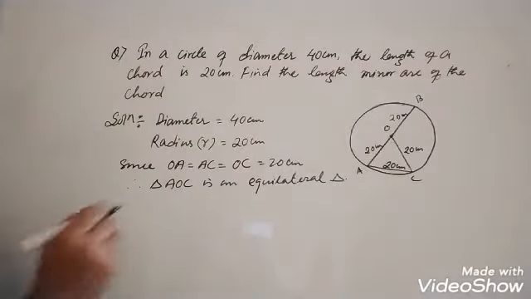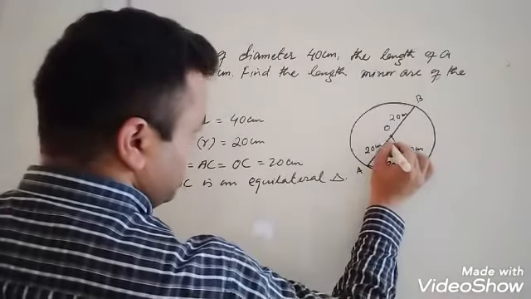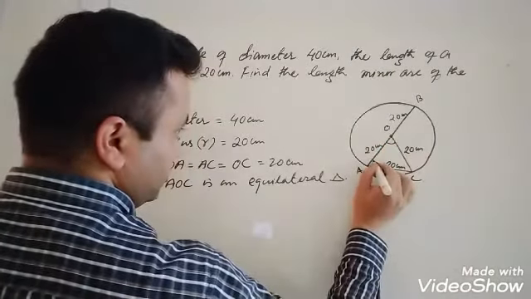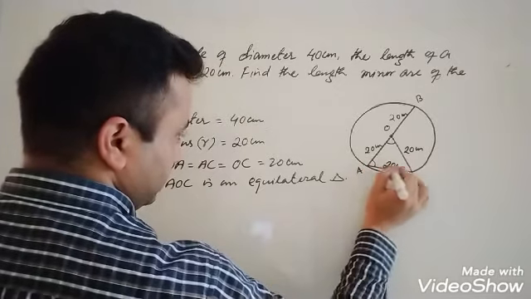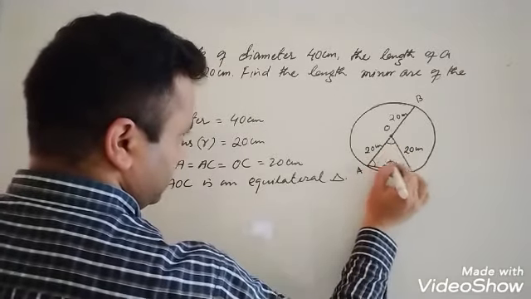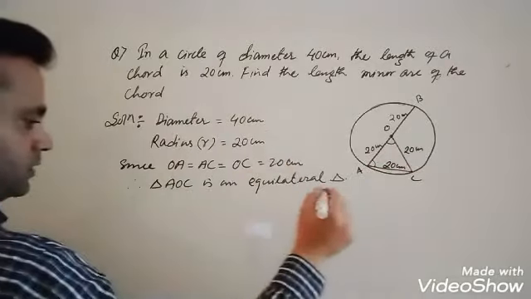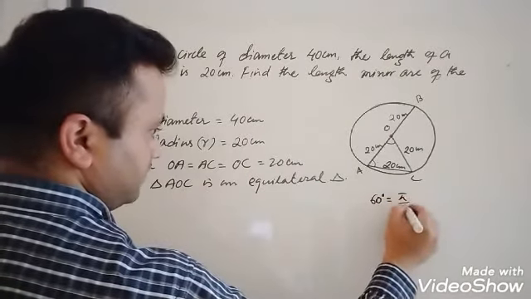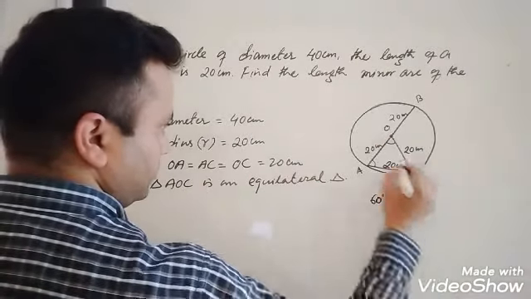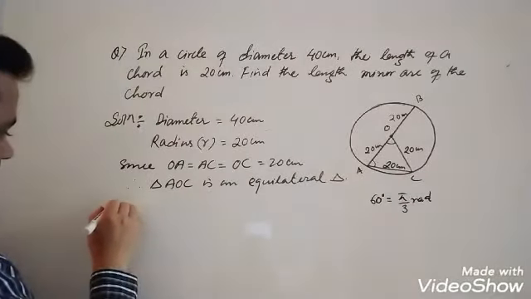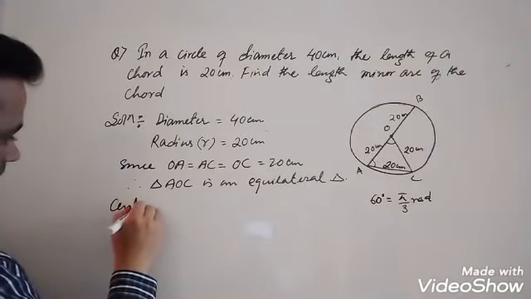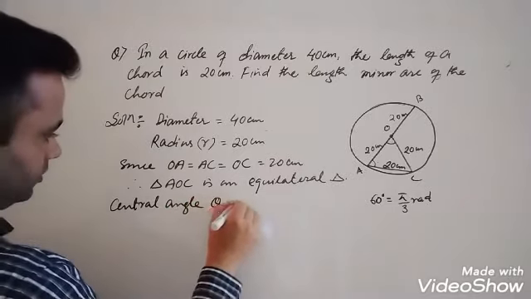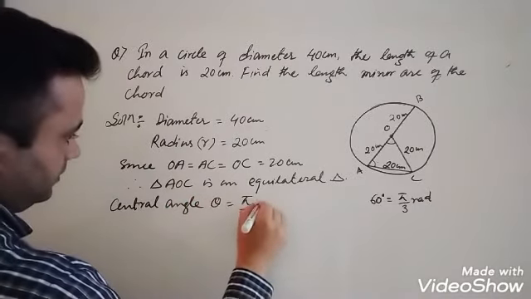Now, if the triangle is equilateral, it means all the angles are equal. So this is 60, this is 60, this is also 60. So 60 degrees in terms of radians equals pi by 3 radian. So this is the central angle, theta equals pi by 3 radian.